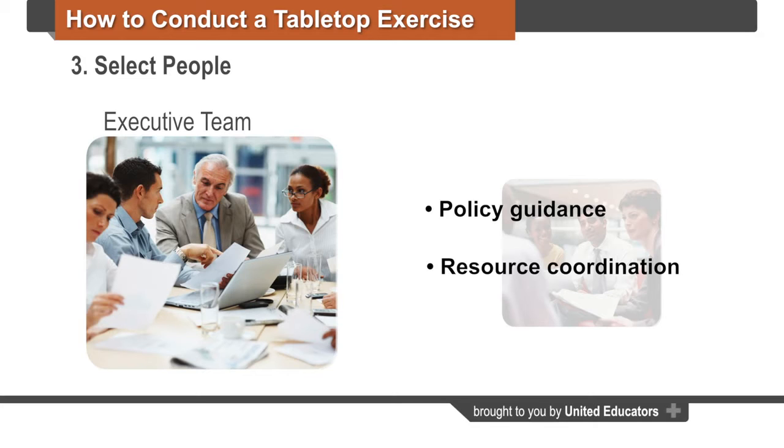It's important to decide who on the executive team needs to participate in the selected scenario. For example, if the scenario is an alleged sexual assault of a student by a coach, you may choose to include individuals who have oversight of student affairs, athletics, and administrative services.